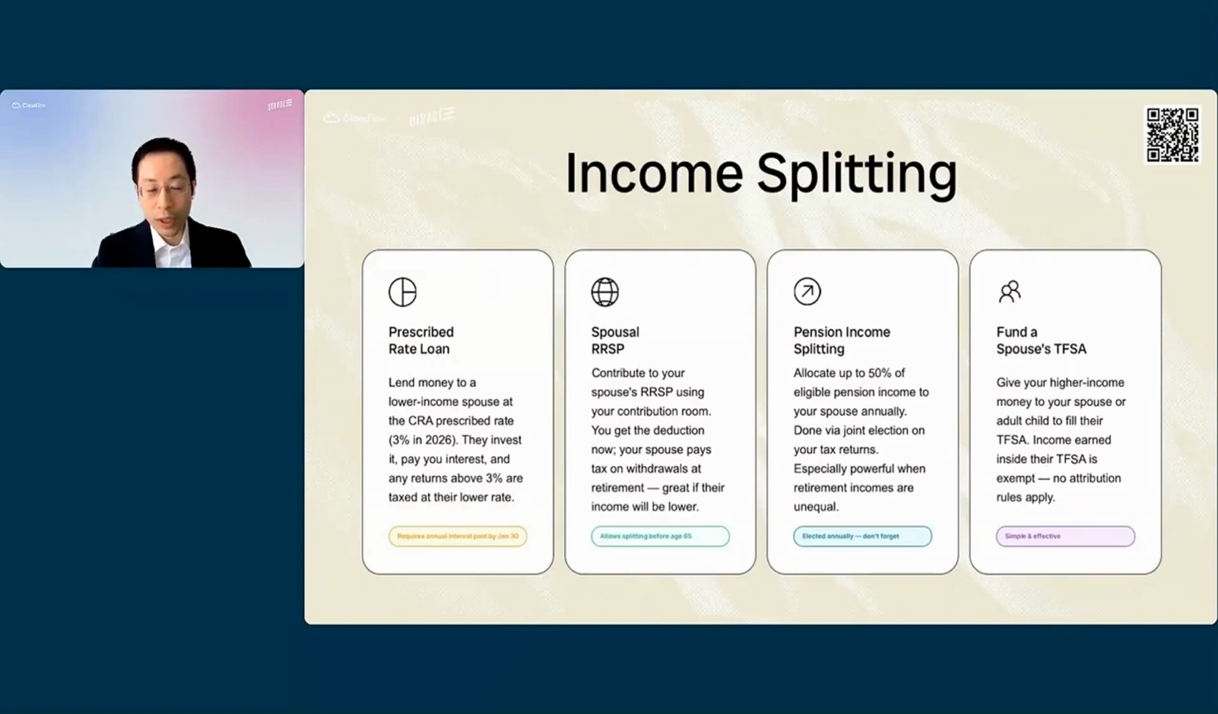One thing to also keep in mind for this option is that it is also irreversible. So once the taxpayer makes this contribution to the spouse or the adult child's TFSA, and if something happens within the family dynamics or the relationship, you cannot legally force them to return the money.